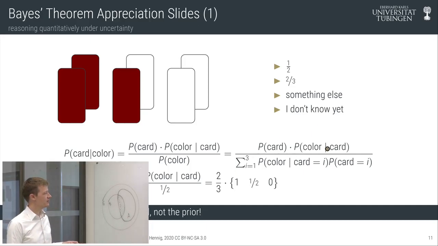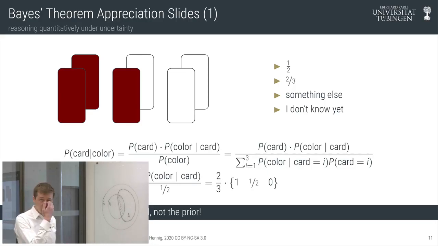What's the probability to observe the color red given that we have card 1, 2, or 3? Well, for the first card, this likelihood is evidently 1, so I will write down this number here, because there is no other possibility than to see red. For the second card, the likelihood is 1/2, and for the third card, it's actually 0, because if it's the white card, there's no way I'm going to see red.